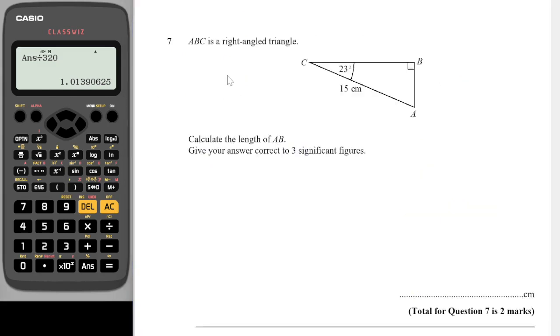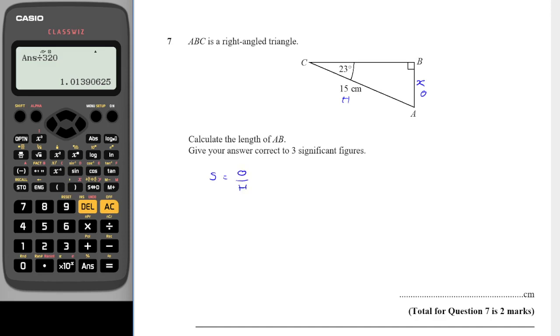Okay, question 7. ABC is a right angle triangle. So straight away, calculate the length of AB. So I'm going to call that x for now. And then we've got a right angle triangle where we're dealing with 2 sides and 1 angle. So we're looking at trigonometry. So I'm going to label the 2 sides that I'm dealing with. AB, or x, is the opposite, and then the 15 is the hypotenuse. So I'm using my trig ratio with an O and an H in, which is the sine ratio.